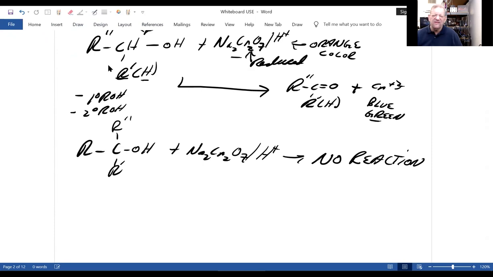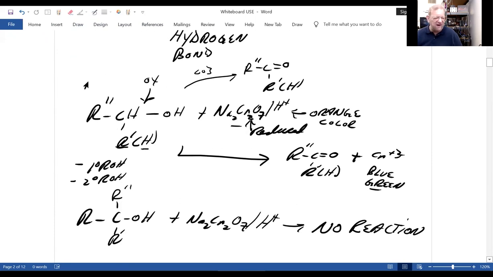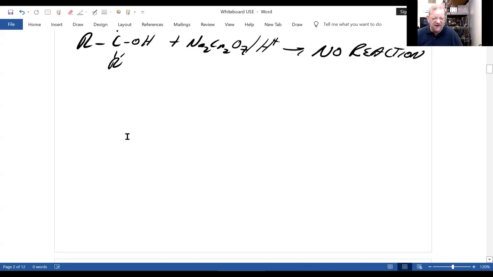And that means if you have an alcohol and you want to find out, is it primary, secondary, or tertiary? If you add sodium dichromate solution, which is orange and stays orange, you have a tertiary. If it changes color to a blue-green, then you have a primary or secondary alcohol.